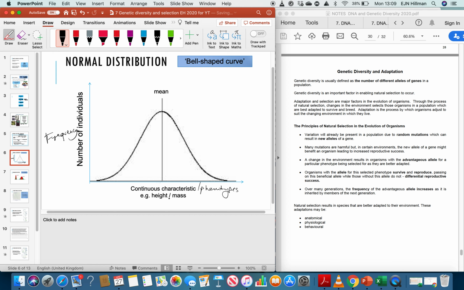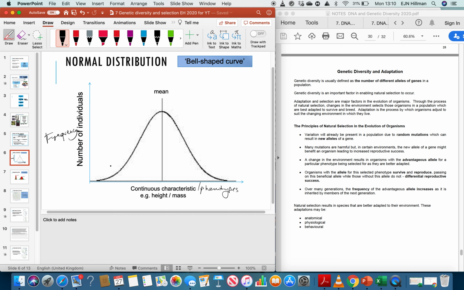Now this is a case when the phenotype is continuous, it can be given a value, and there are intermediate values between each point. So we get this continuous characteristic or continuous phenotype, such as the height or mass of an organism. So here we've recorded the frequency that each of those phenotypes appears in a population.